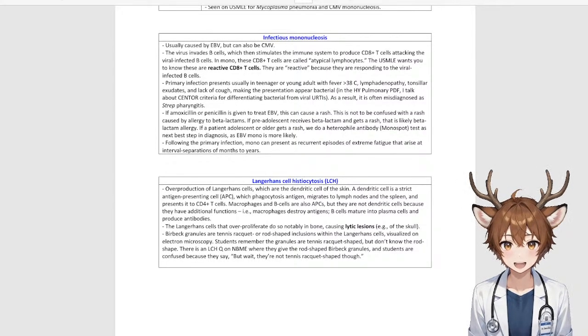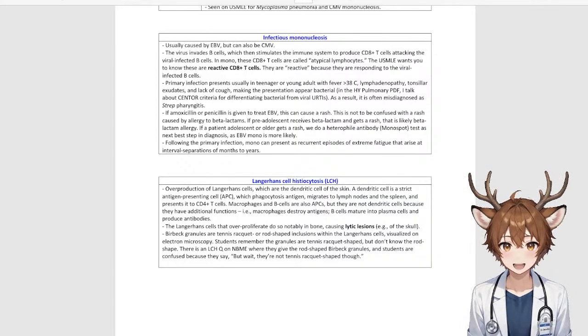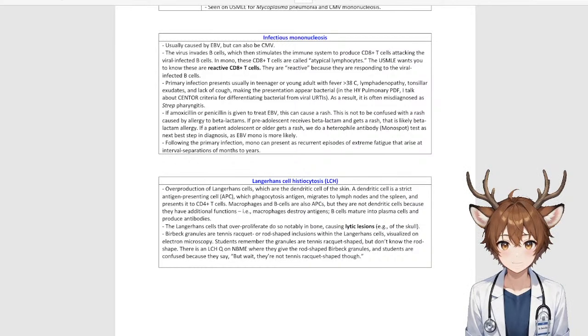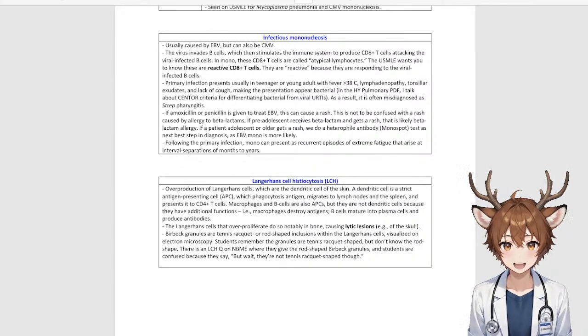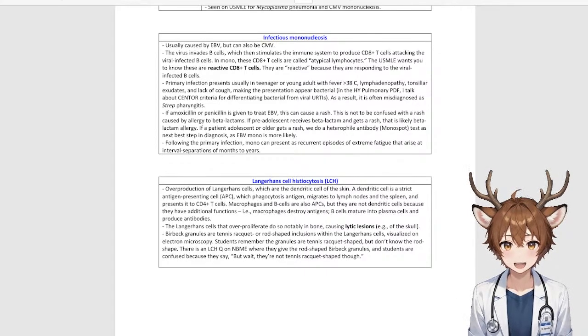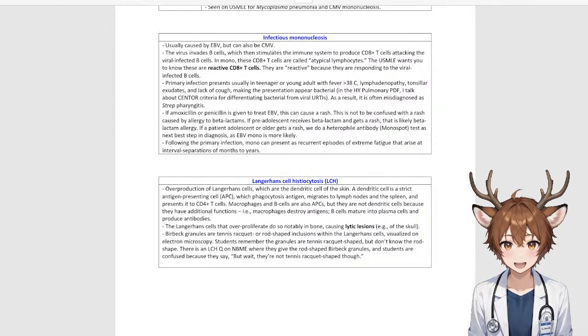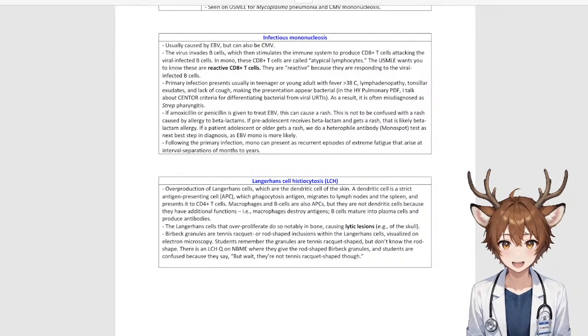Primary infection presents usually in a teenager or young adult with a fever of greater than 38 Celsius, lymphadenopathy, tonsillar exudate, and lack of cough, making the presentation appear bacterial. In the high-yield pulmonary PDF, I talk about the Centor criteria for differentiating bacterial from viral URTIs. As a result, it is often misdiagnosed as strep pharyngitis.